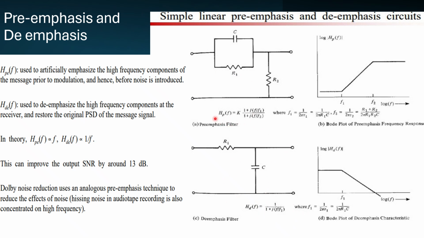The transfer function H_p(f) is equal to (1 + jω1) divided by (1 + jω2), right? Here ω1 is equal to 1 by f1, and ω2 is 1 by f2. This is the Fourier transform transfer function of your pre-emphasis circuit, and here is the transfer function of your de-emphasis circuit.